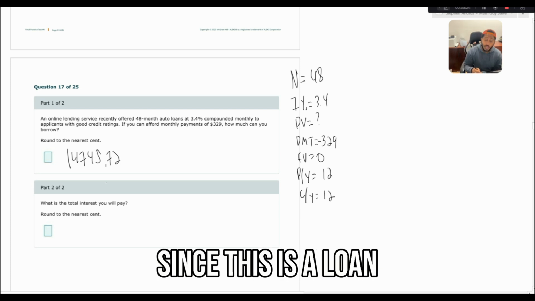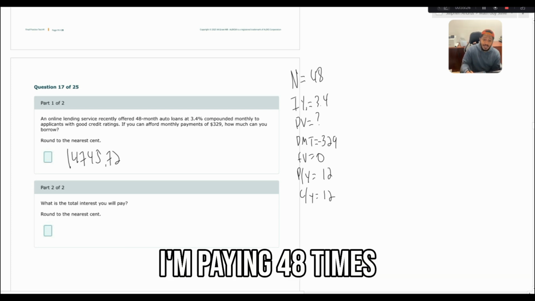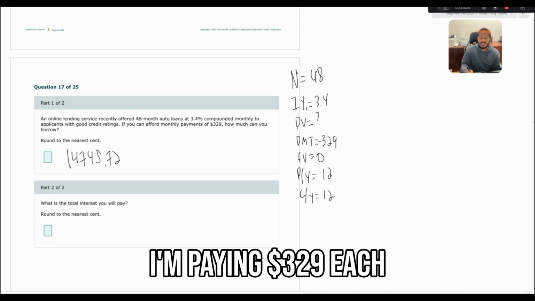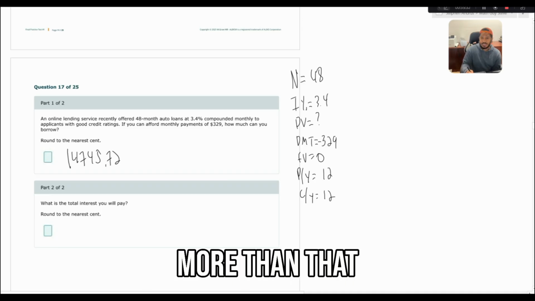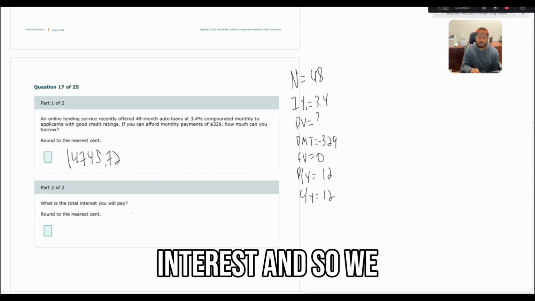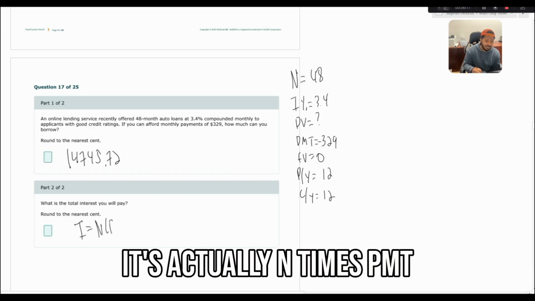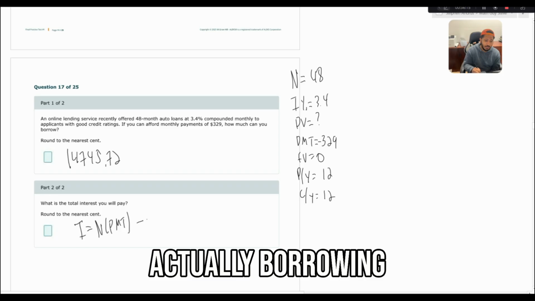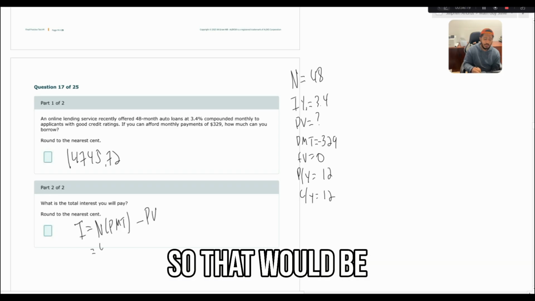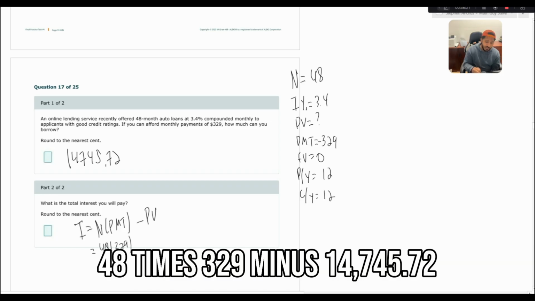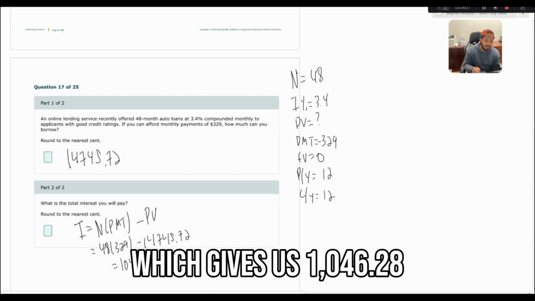So this is a loan. We know I'm paying 48 times. I'm paying $329 each. But I'm actually paying more than that because some of that is interest. And so to find the interest, it's N times PMT minus how much I'm actually borrowing, so minus the present value. So that'd be 48 times 329 minus 14,745.72, which gives us 1046.28.